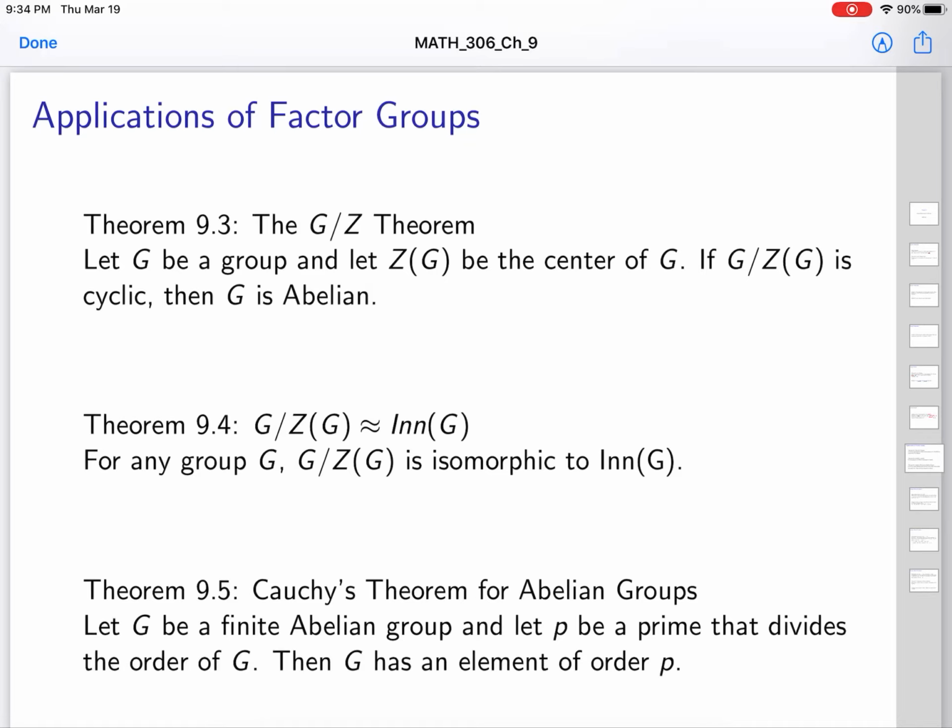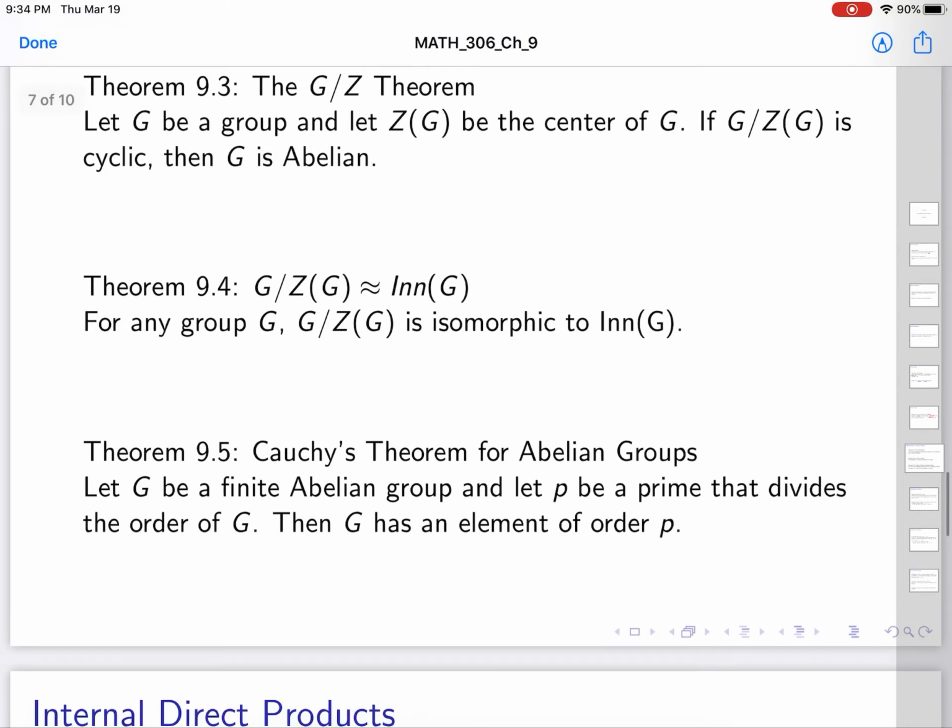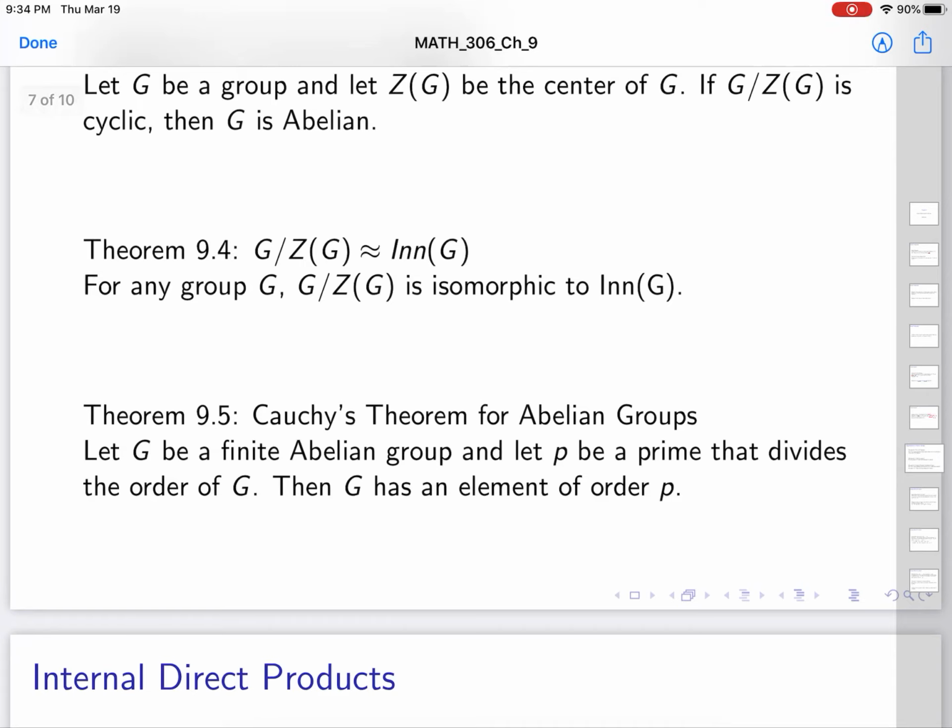Theorem 9.4, for any group G, the factor group of G by its center is isomorphic to the inner automorphism group of G, that group of inner automorphisms. Theorem 9.5, let G be a finite abelian group and let p be a prime that divides the order of G. Then G has an element of order p.